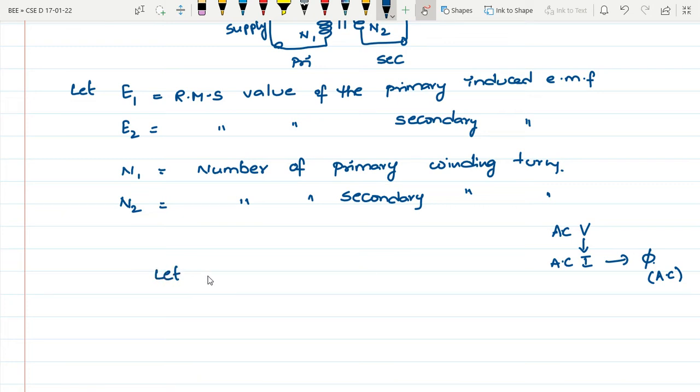So let us assume I is equal to, I am writing the current equation. The mathematical expression for current is Im sin omega t. This is the mathematical equation for an alternating quantity. If it is voltage, it is Vm sin omega t. Here it is current, so I am taking Im sin omega t. This current is flowing through the primary winding.